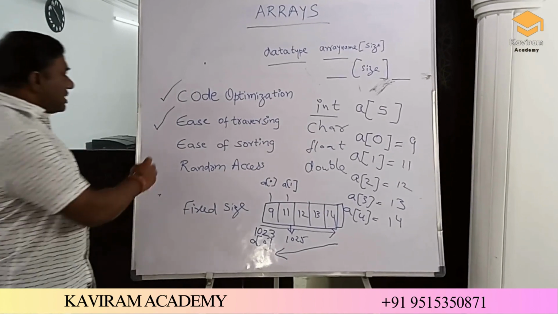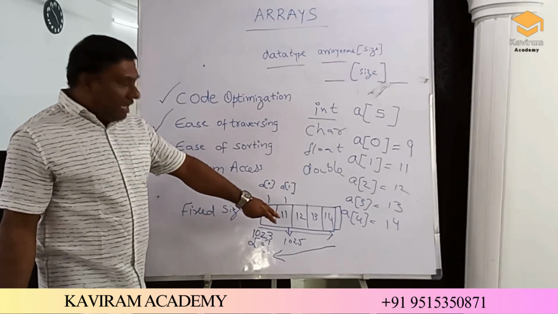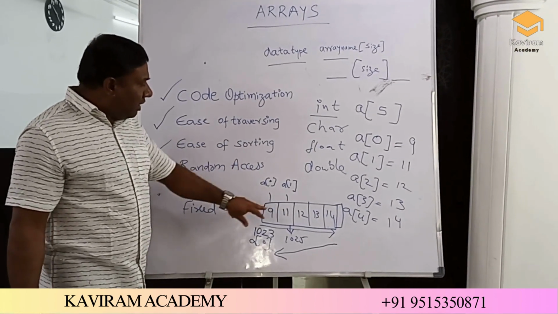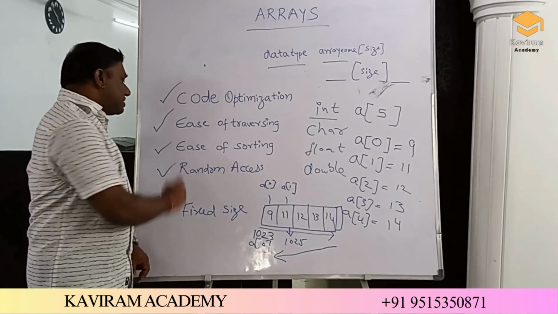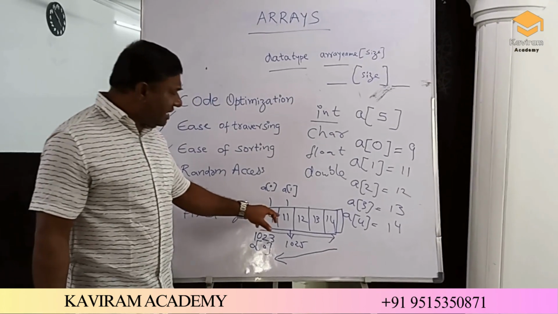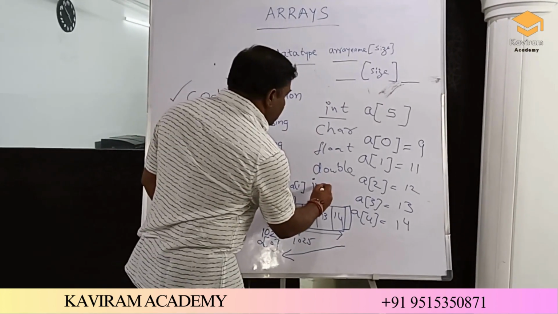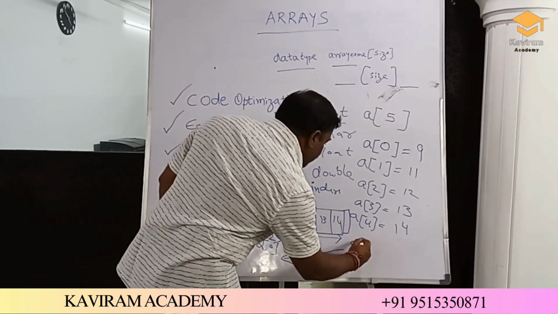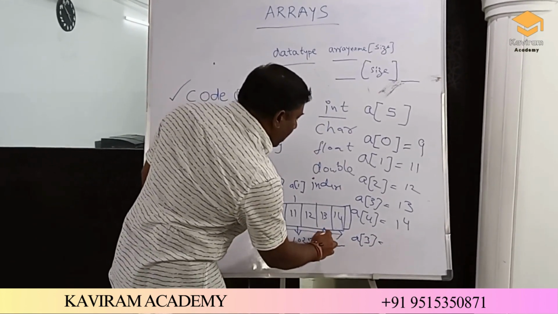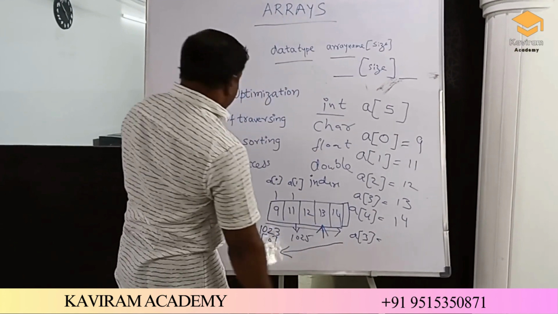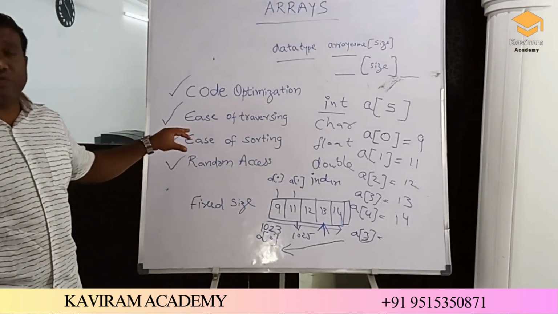The third one is ease of sorting. If we want to sort the values in an array, we can easily sort them using the address of the array. And the fourth one is random access. We can easily access each and every element in the array using the index value. For example, if you want to access A of 3, we can easily access that value in the array using the index number. So these are the four important advantages of arrays.